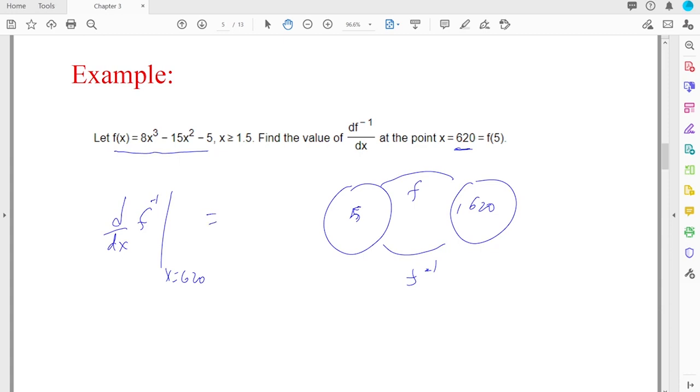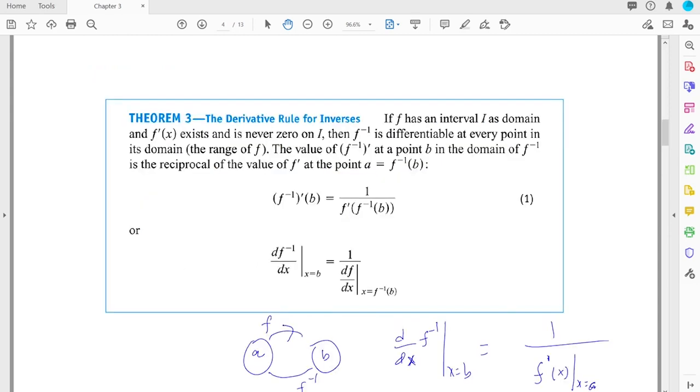Then according to the formula, this is equal to 1 over the derivative of the function f at x equal 5. Remember, don't be confused with this notation x. This x equal 5 is coming from here, this x equal 620 is coming from here. So if you want to find the derivative of the inverse function at 620, you just have to find the reciprocal of the derivative of f at 5, because the value of the function at 5 is 620, and that's coming from this theorem.